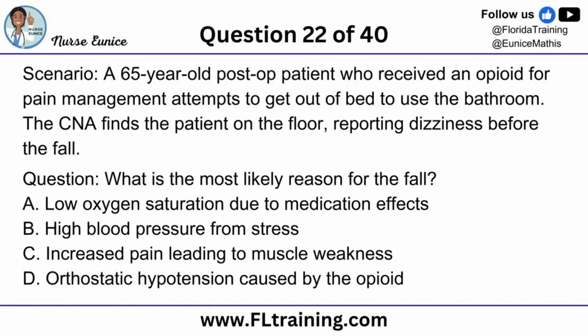Question 22, scenario. A 65-year-old post-op patient who received an opioid for pain management attempts to get out of the bed to use the bathroom. The CNA finds the patient on the floor reporting dizziness before the fall. Question, what is the most likely reason for the fall? Is it A, low oxygen saturation due to medication effects, B, high blood pressure from stress, C, increased pain leading to muscle weakness, or D, orthostatic hypotension caused by the opioid? Ooh, this one's hard. I'll give you 10 seconds.